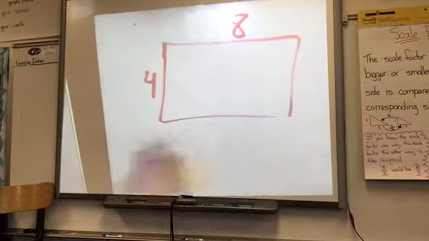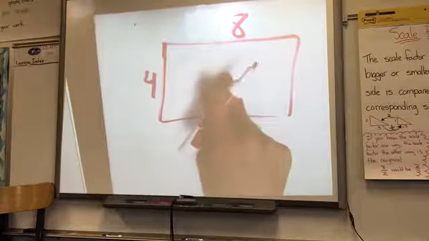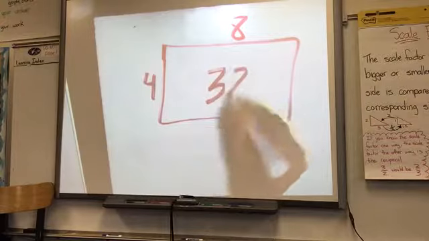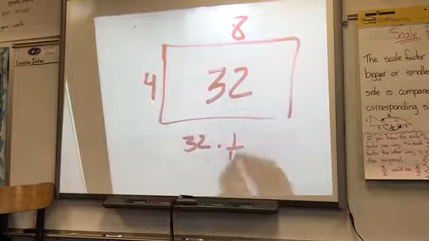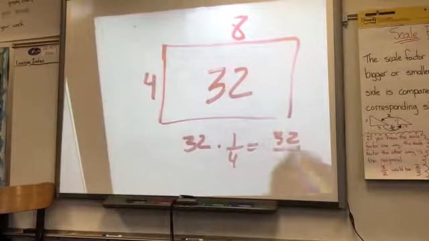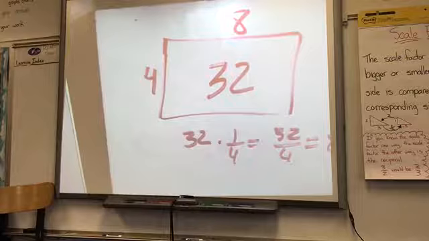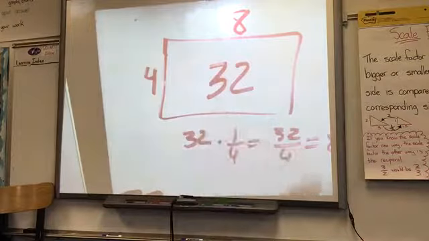Okay, next one. It says the area of the new rectangle is 1/4 of the area of rectangle A. What's this area? 32. Square. So, 32 times 1/4 equals 8. What's my dimensions? 4 and 2. How do I know it's 4 and 2?